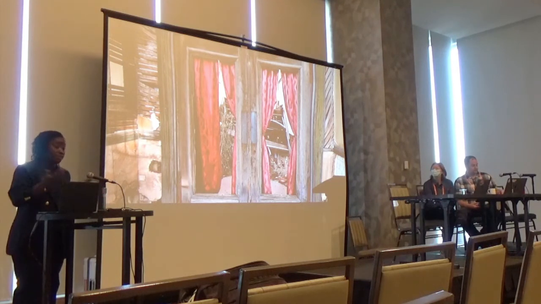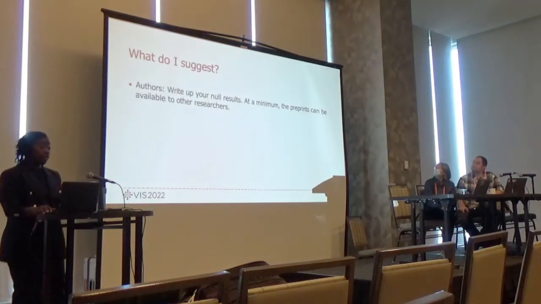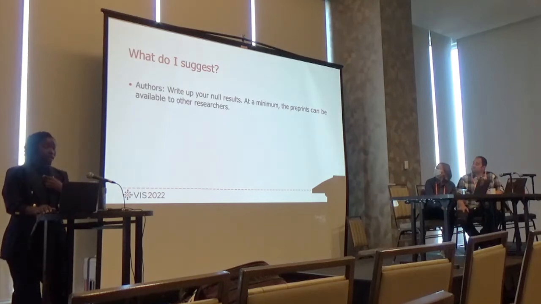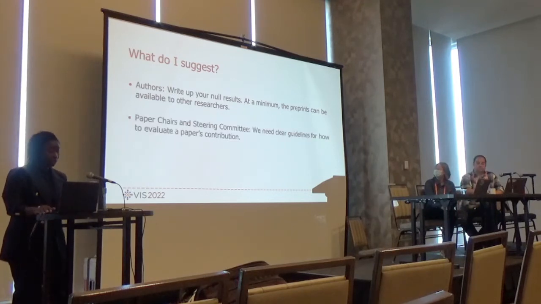And it never got accepted. Even though I was the only expert on that paper, my opinion was overridden by the primary reviewer and all the external reviewers. And so that was extremely frustrating. So what do I suggest? First, authors, you need to write up your results. At a minimum, publish a preprint somewhere so that others can have access to it.